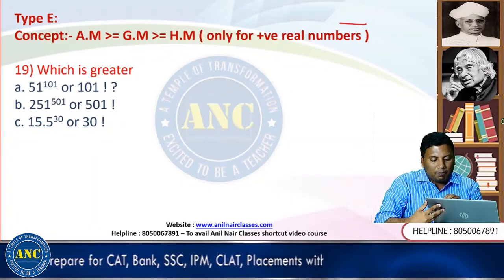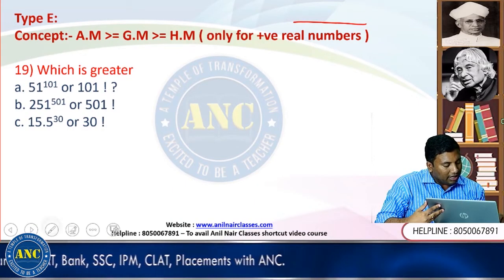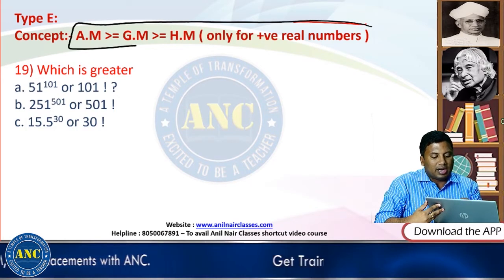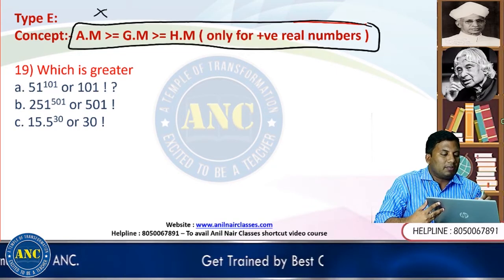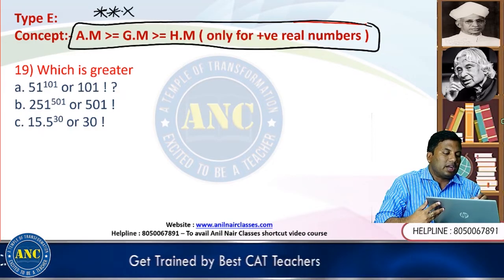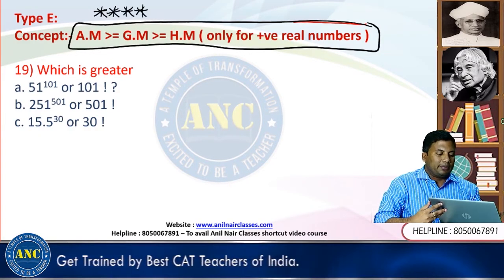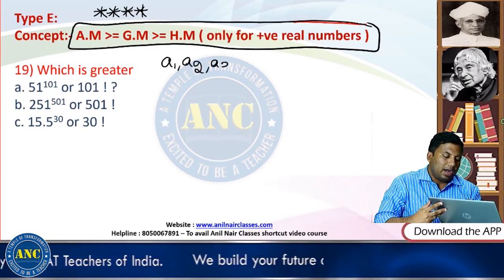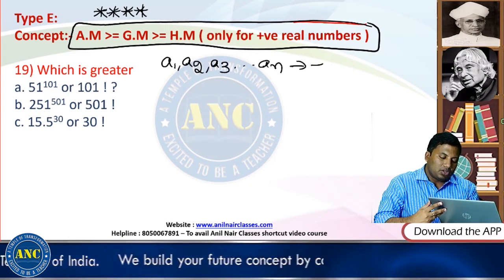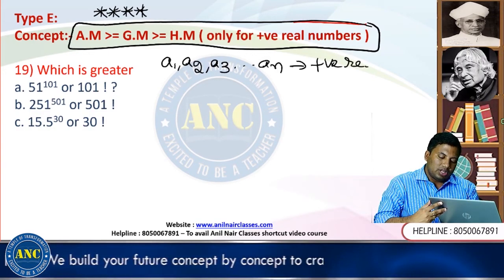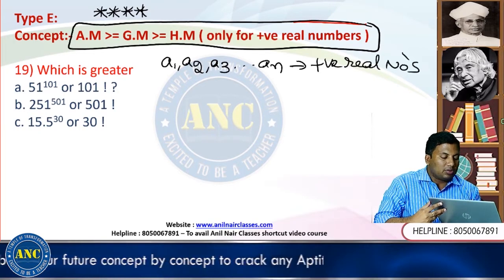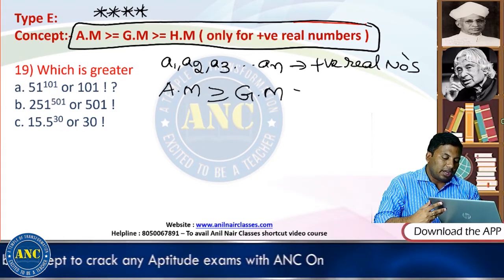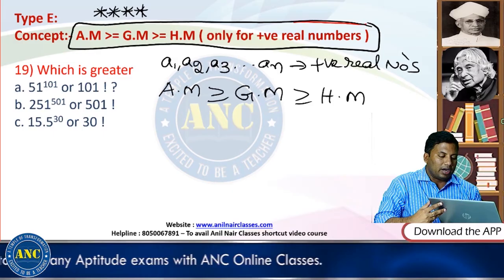The extremely important concept: AM greater than or equivalent to GM greater than or equivalent to HM. Suppose I take A1, A2, A3 and so on up to AN as positive real numbers. Arithmetic mean is always greater than or equivalent to geometric mean, which is always greater than or equivalent to harmonic mean.